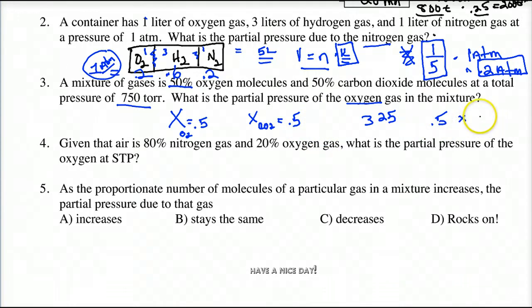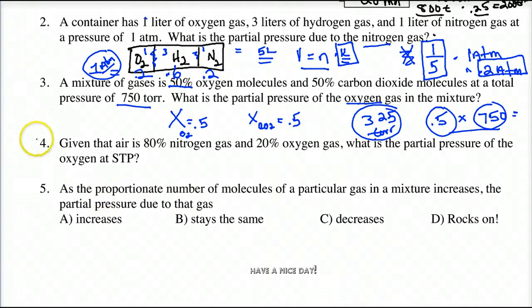times the total, 750. Why does that work? Mole fraction times the total pressure gives you the fraction of the pressure due to the gas. So that would be the answer. Very, very easy. Okay, 4 and 5 you can do on your own.